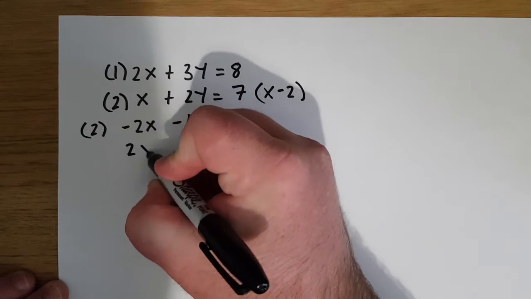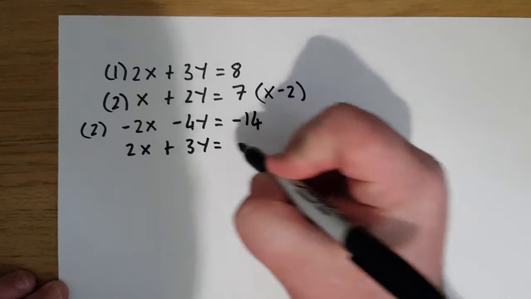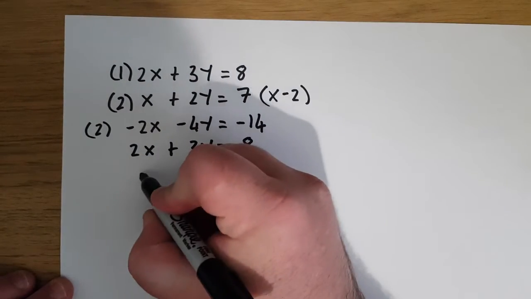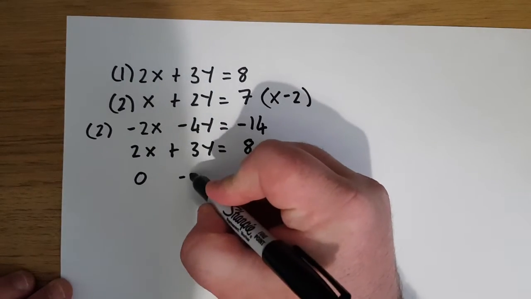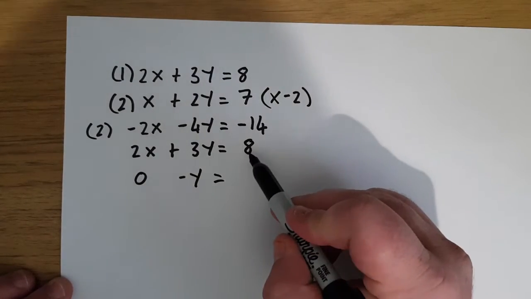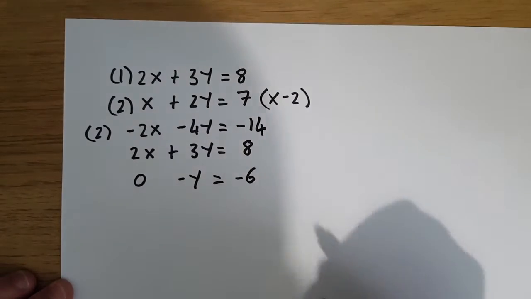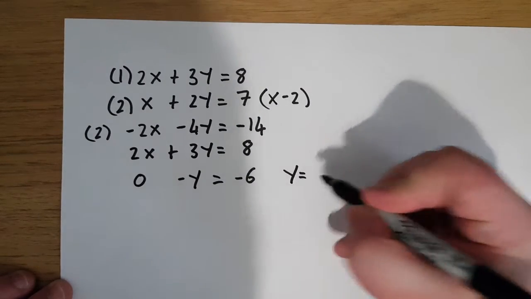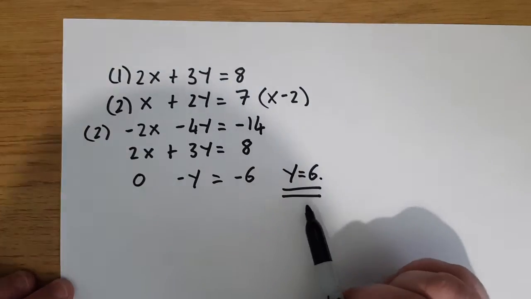So we then add equation 1 to equation 2, like so. The minus 2x plus 2x cancels out, giving 0. The minus 4y plus 3y gives minus y. And 8 plus minus 14 gives us minus 6. We can then cancel out the minuses and y becomes 6. So we've just found out what y is.